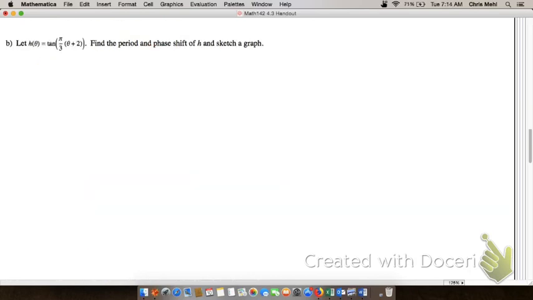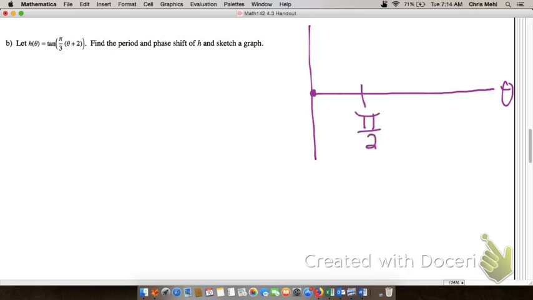Okay, so now for part B, in that example, let's sketch a graph of h of theta equals tangent of pi over 3 times theta plus 2. So again, before I even start, I will draw a fundamental cycle of the graph of tangent. There's the origin, here's your theta axis. Now remember, the period of tangent is pi, so what we'll do is we'll go halfway through that period, pi over 2, that's where the vertical asymptote is, and then there's where our period ends.